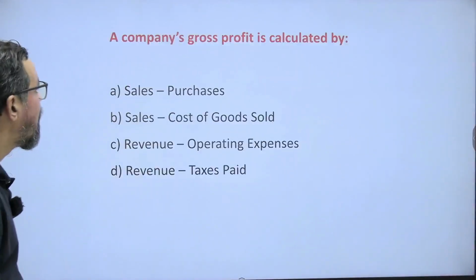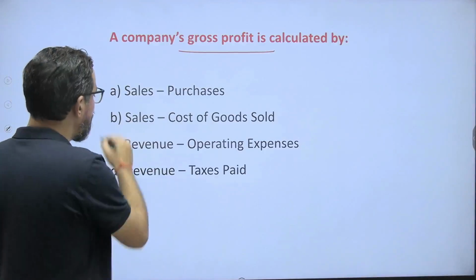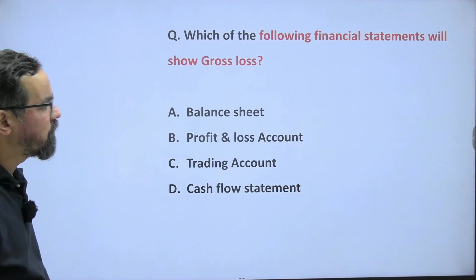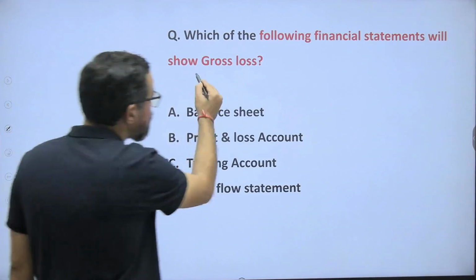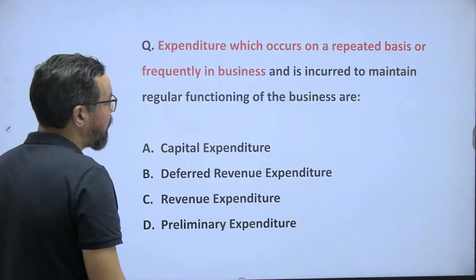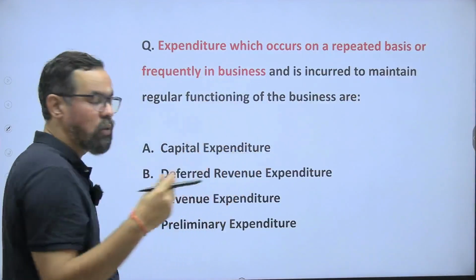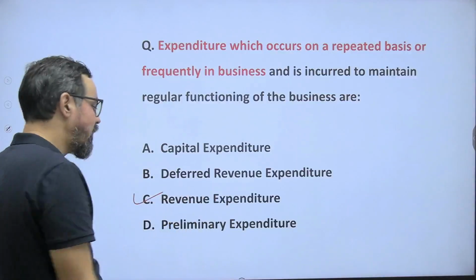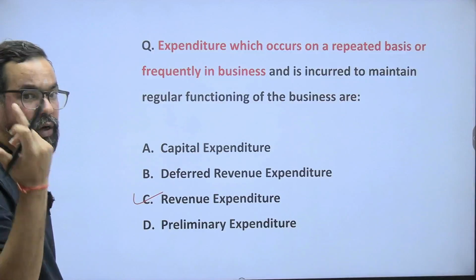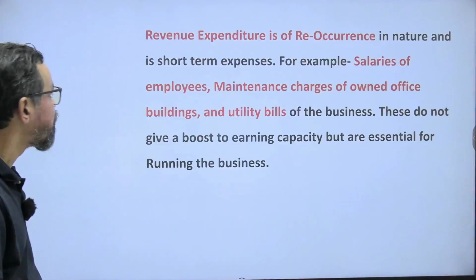Next one. A company's gross profit is net sales minus cost of goods sold. Sales minus cost of goods sold. Next one. Which of the following financial statements will show gross profit? Again, gross profit is in the trading account. Next one, expenditure which occurs on a repeated basis is known as revenue expenditure, recurring in nature. We have one dedicated unit. We discussed this in unit 7 of AFM module A, capital and revenue expenditure.